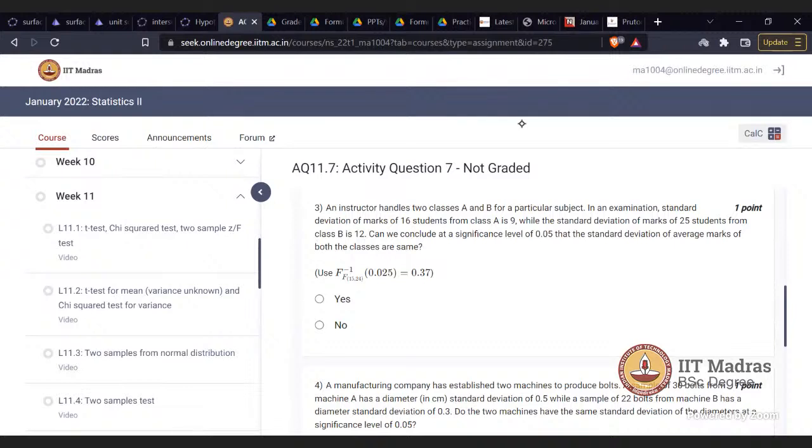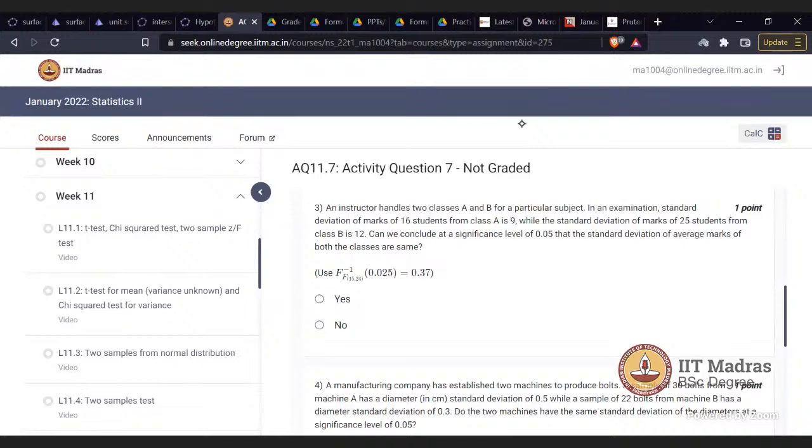What is it that you want to check? In any problem I take, I say this is my null hypothesis, this is my alternative hypothesis. If the standard deviation of average marks is the same for both the classes, with the significance level. So what is H naught? H naught is Sx square upon Sy square.